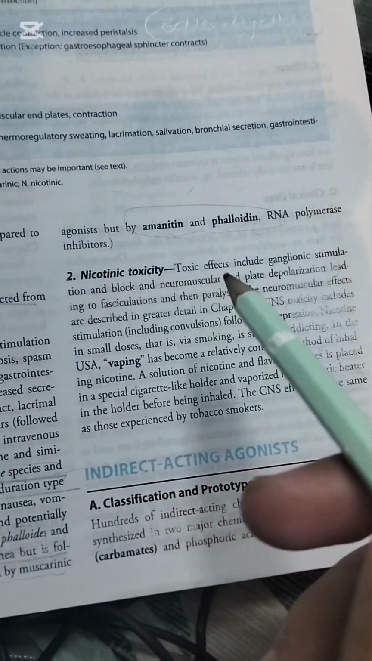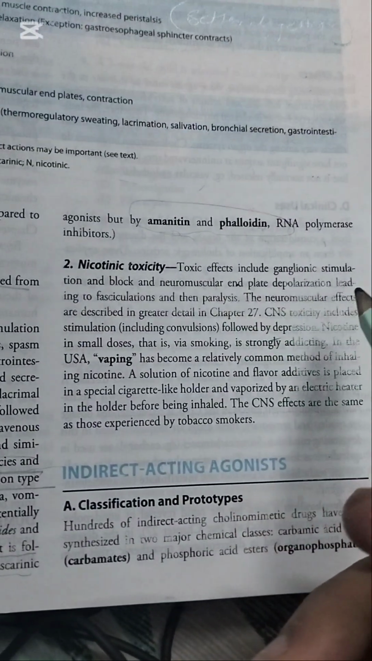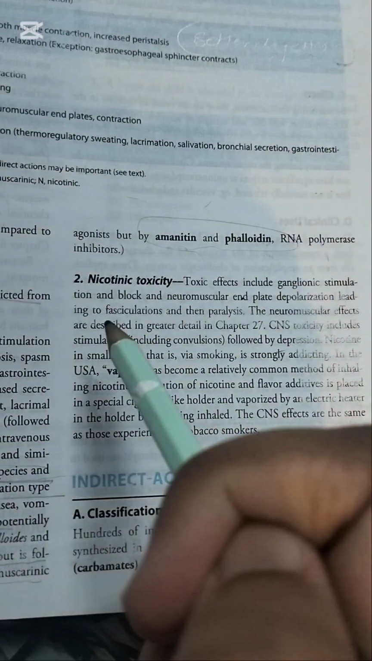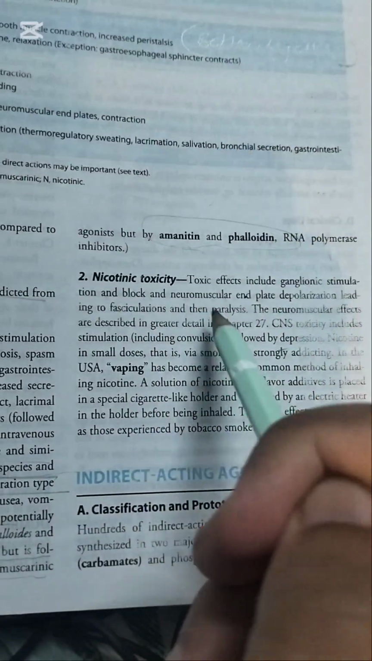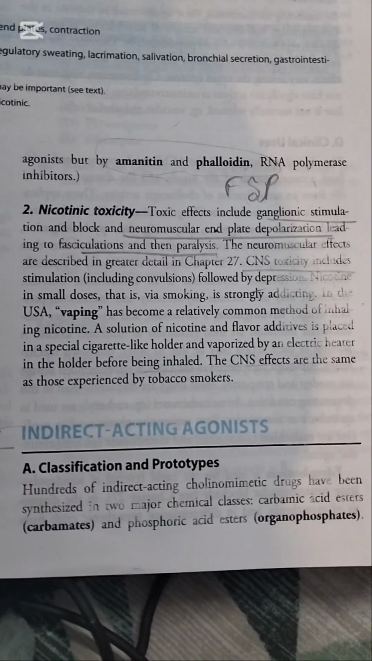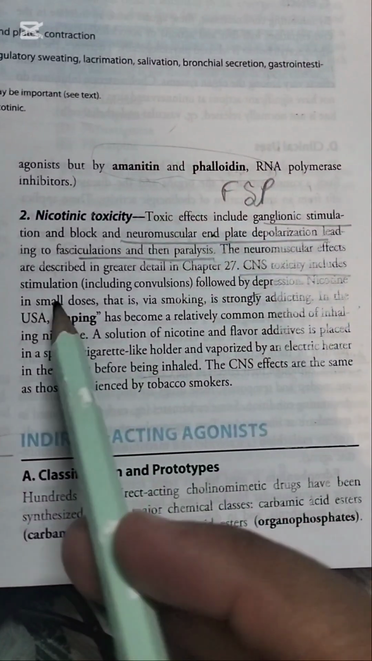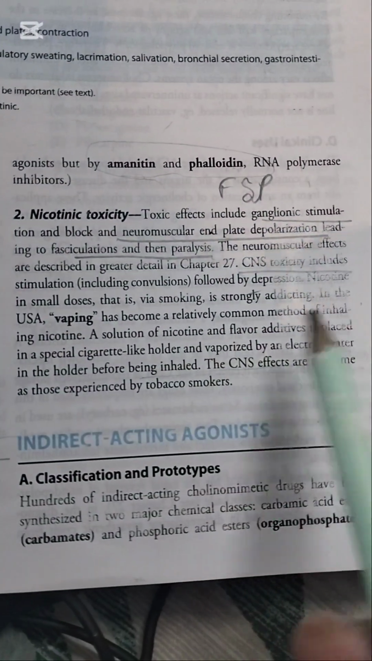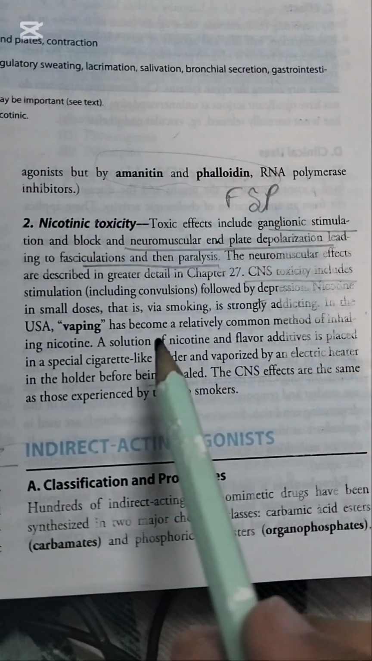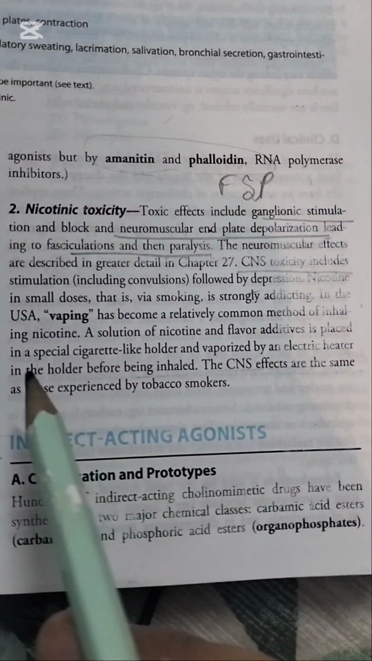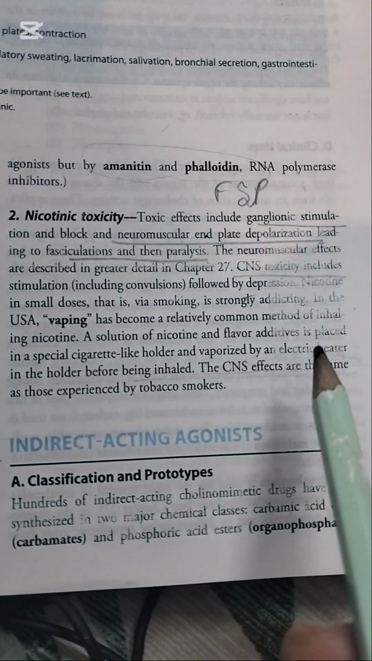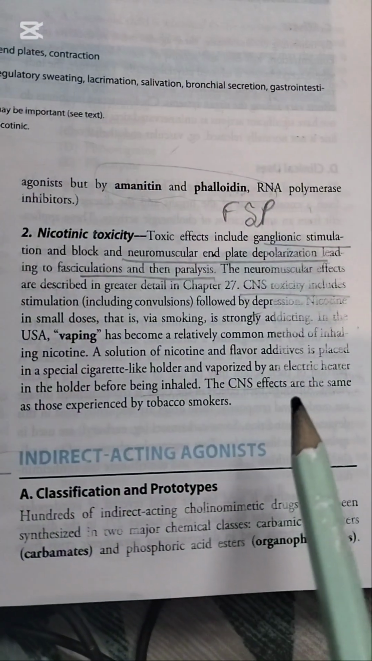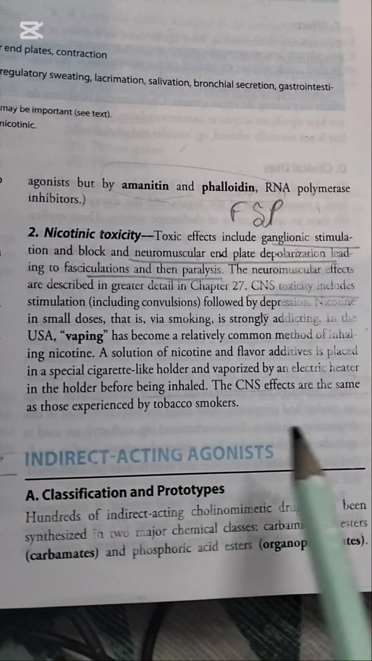Now, nicotinic toxicity. This includes ganglionic stimulation and blockade and neuromuscular end plate depolarization, leading to fasciculation, spasm, and then paralysis. CNS toxicity includes stimulation, including convulsions, followed by depression. Nicotine in small doses, that is through smoking, is very addictive. In the US, vaping has become a relatively common method of inhalation of nicotine. A solution of nicotine and flavor additives is placed in a special cigarette holder and vaporized by an electric heater in the holder before being inhaled. CNS effects are the same as those experienced with tobacco smoke.